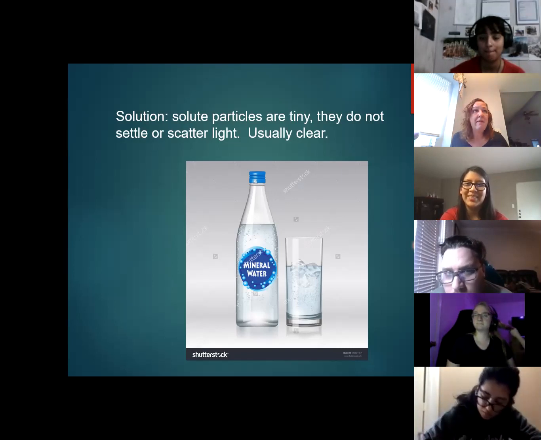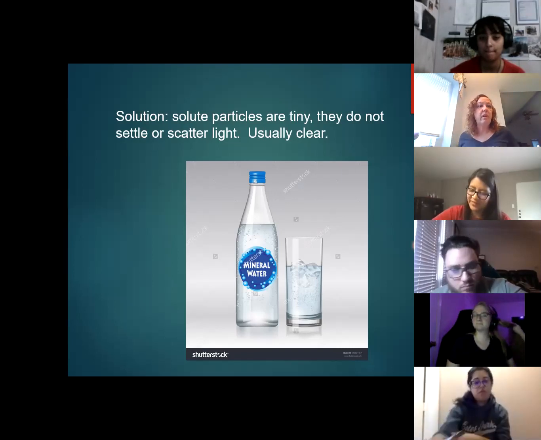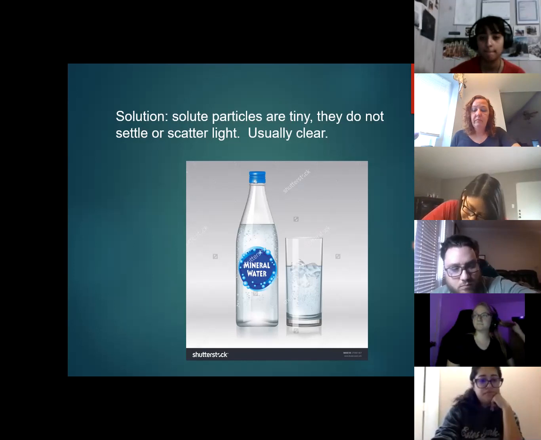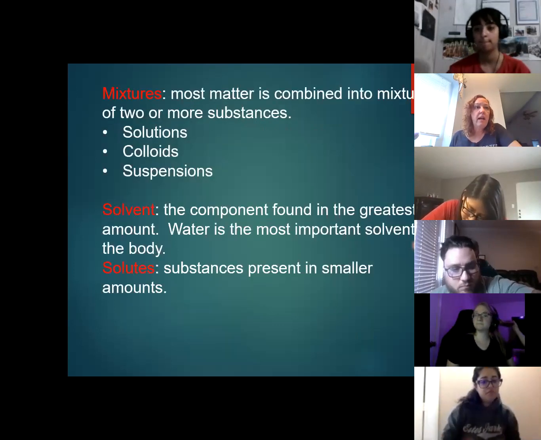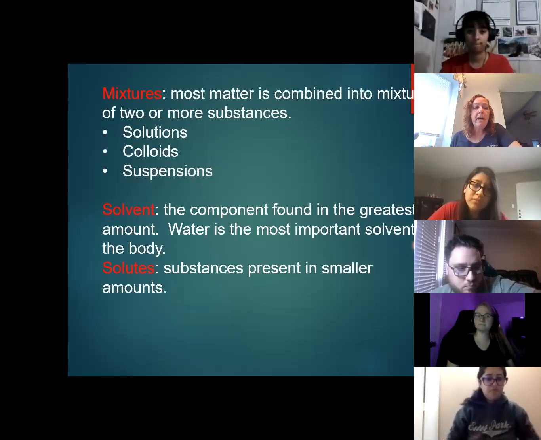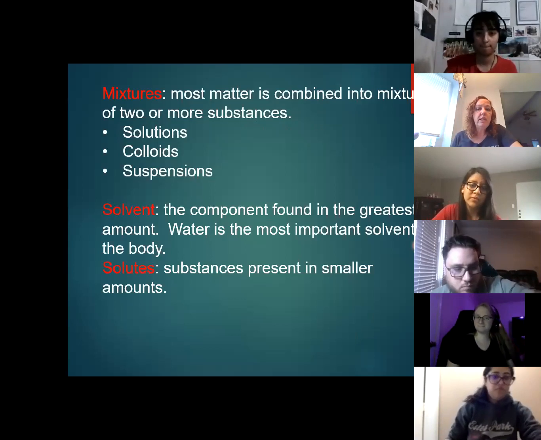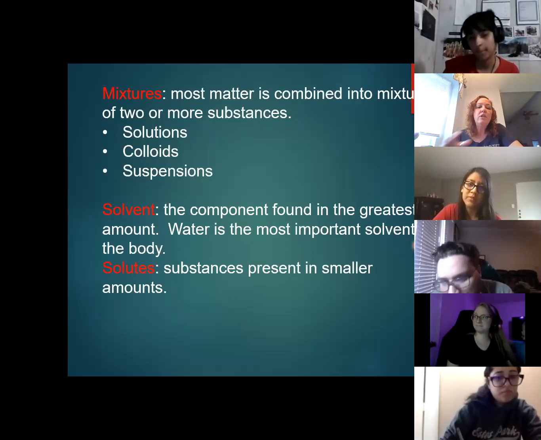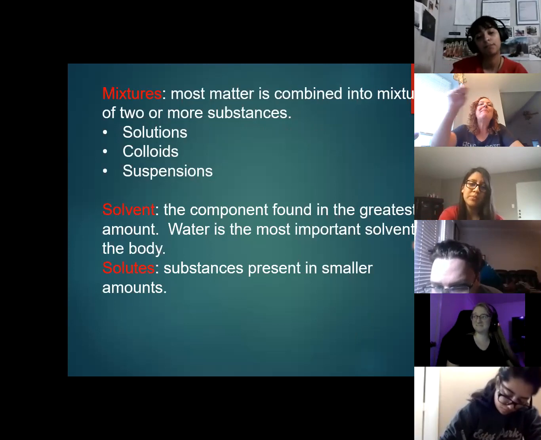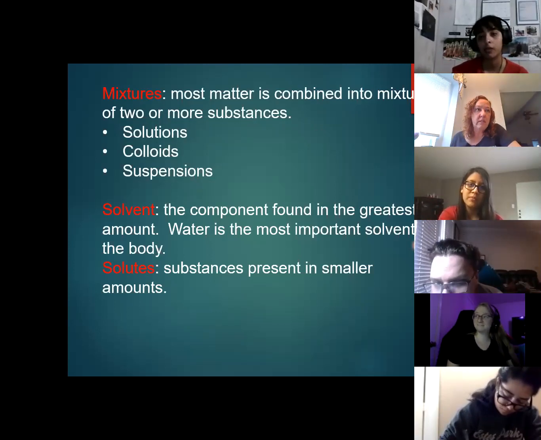So in a mixture, you would just define the solvent as just what there's more of? Yes, absolutely. Found in the greater amount. And then the solute is found in the smaller amount. And in general, the solute is what you are mixing into the solvent.